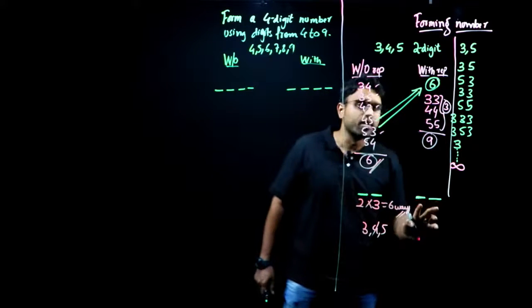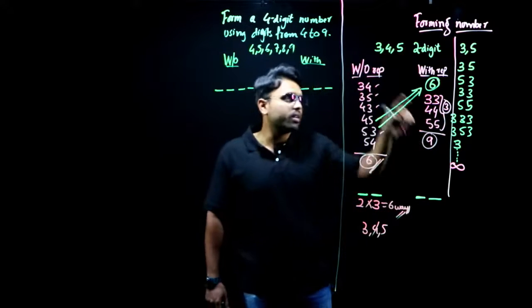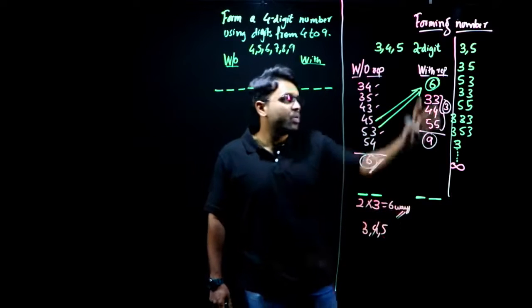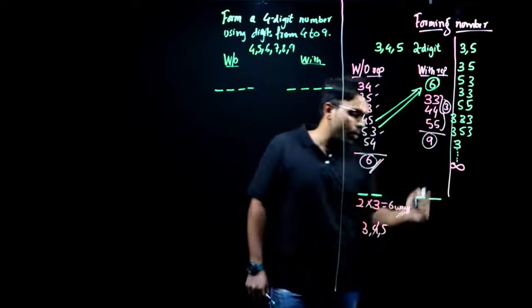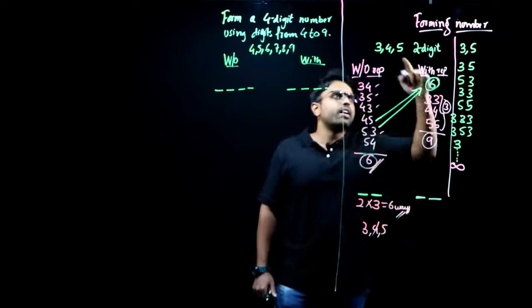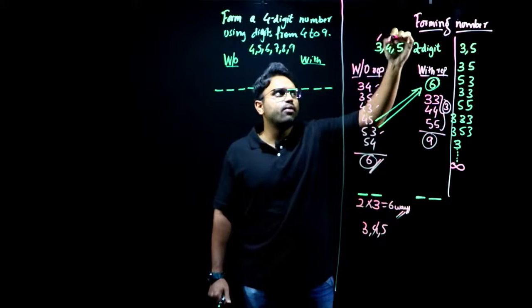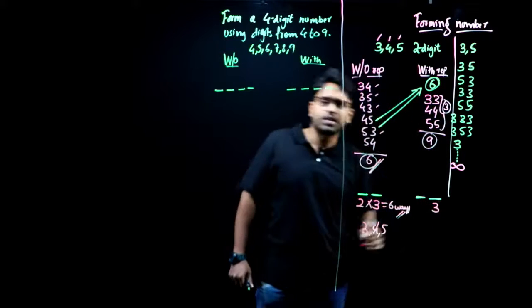Now coming to this one. Pay attention. Without repetition, we are done, 6 ways. With repetition, what is the answer we are supposed to get? We are supposed to get a 9 there. So what will we do? Look, units place, it can be filled in how many different ways? It can be filled with a 3, 4 or a 5. 3 different ways.